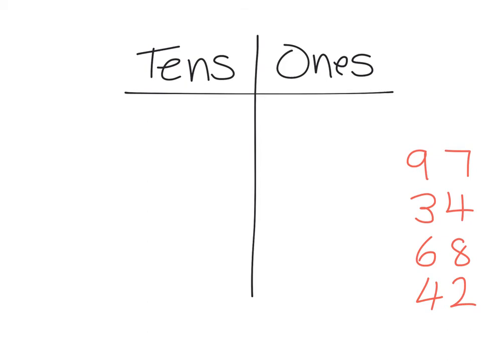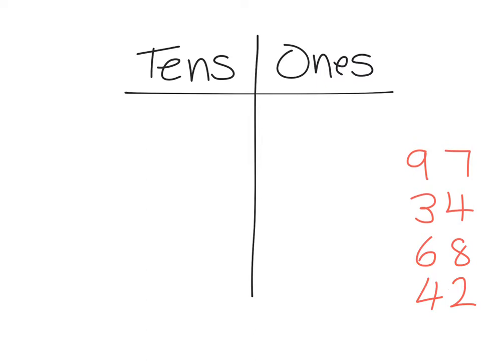This week we're going to be using our tens and our ones to add two-digit numbers together. So you can see here up the top that I've got a tens and ones chart that I can use to split up these numbers that I've got on the side. I've written down some numbers. I've written 97, 34, 68 and 42.